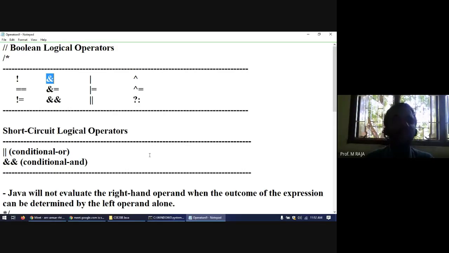So the result of a Boolean logical expression is either true or false. These operations can easily be written using ampersand for Boolean logical AND, logical OR, and Boolean logical XOR, and this is Boolean logical NOT. Here, the Boolean logical NOT negates the true value into false and the false value into true. Now have a look at these special operators, conditional AND and conditional OR.